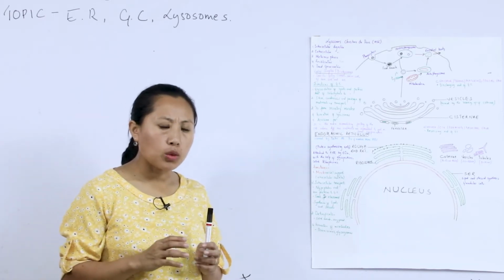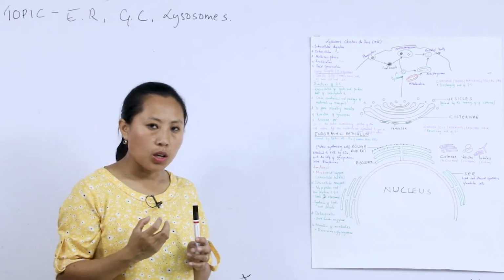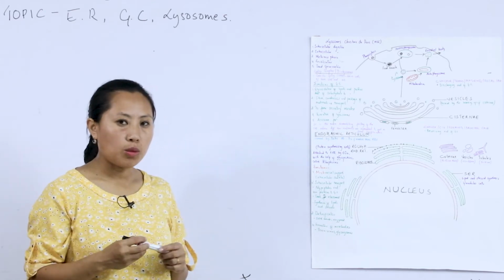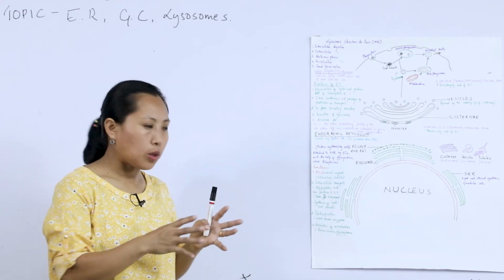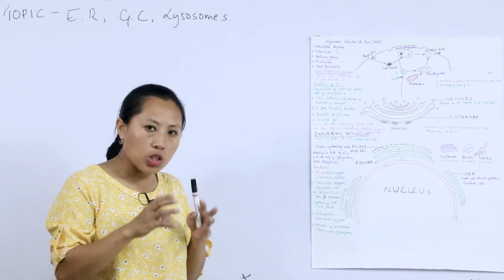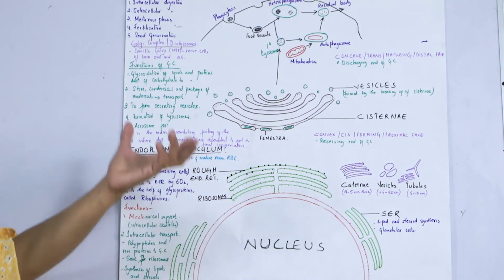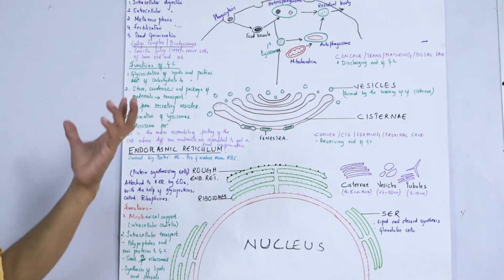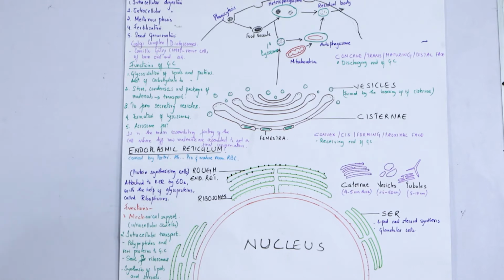Polypeptides and raw proteins which are synthesized on the ribosomes on the ER are transferred to the Golgi complex to be transferred to other parts of the cell. In the Golgi complex, they undergo modification, and as such, they are transferred to other parts of the cell. And next, the ER is associated with the synthesis of lipids and steroids.